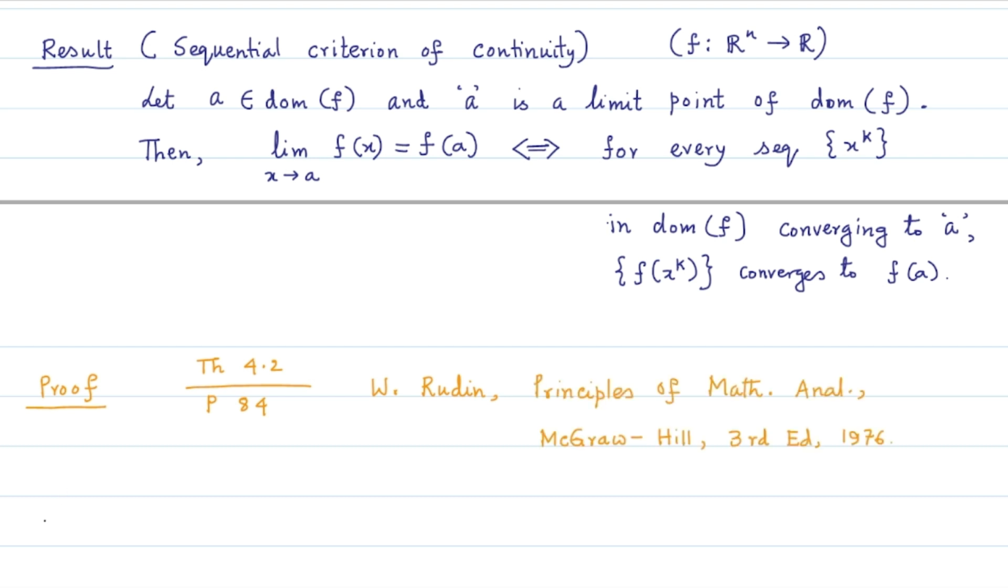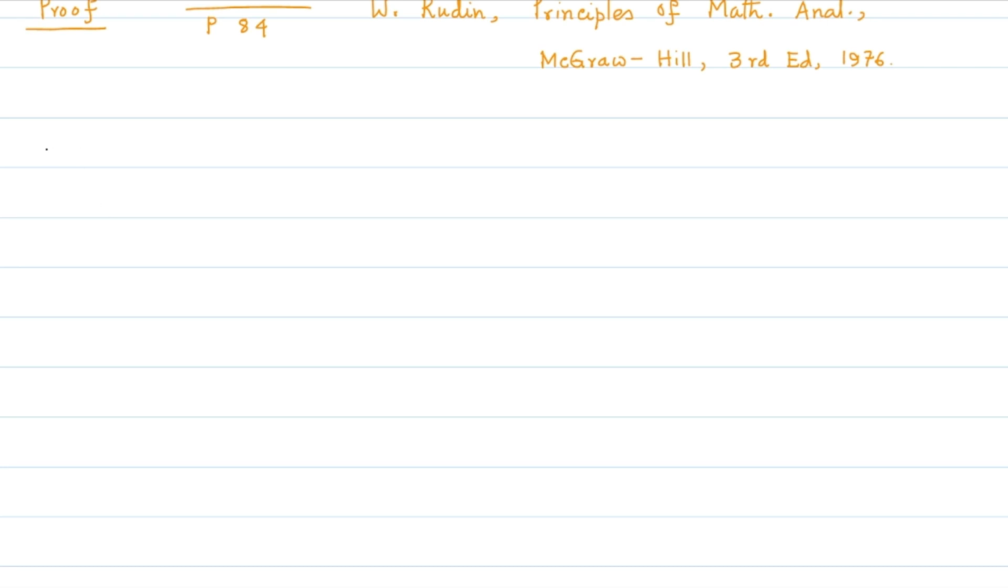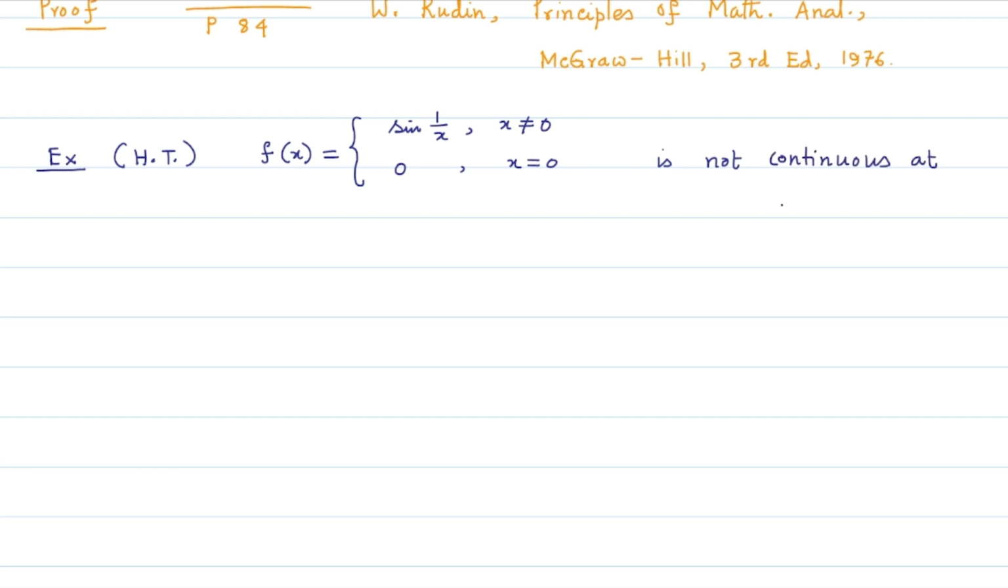Here I am keeping a home task: please try to employ this sequential criterion of continuity to show that the function f(x) equal to sin(1/x) when x is not equal to 0, and 0 when x is equal to 0, is not continuous at the point x equal to 0. To show this, just try to identify two sequences x_k and x_k dash, both of which converge to 0, but f(x_k) and f(x_k dash) converge to two different limits. That will prove that the function f is not continuous at x equal to 0.